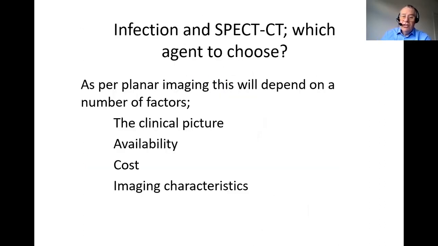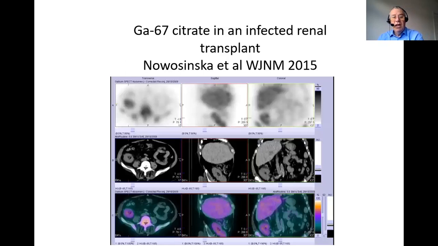What about infection and SPECT-CT? Well, this is an area I particularly find SPECT-CT very useful, because planar imaging may tell you there's abnormal uptake, for example, of either white cells or gallium, but it doesn't tell you what's causing it. Now, what agent you use is up to you. It depends on the clinical picture, availability and cost, and imaging characteristics. And obviously, if we could use technetium or indium, that would be preferable to using things like gallium. But gallium may have a role in certain cases.